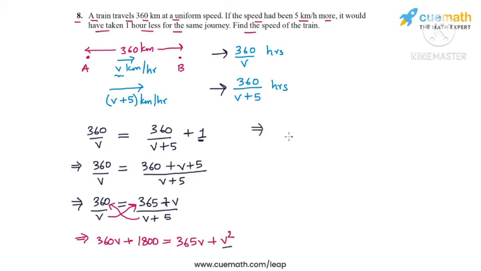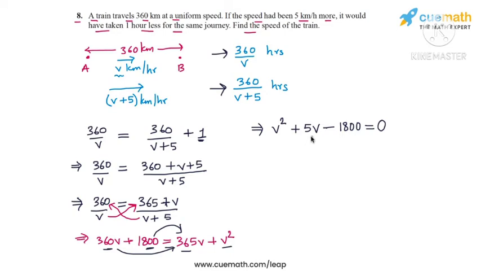So we have V square, so let's write that here, V square, then we have 365V, and we have 360V here. If we bring it on this side we are left with 5V, and then we have this 1800, which if we bring to the same side becomes minus 1800, is equal to 0. So what we get is a quadratic equation in V, and now all we need to do is to solve this equation and find the value of V, which is the speed of the train.